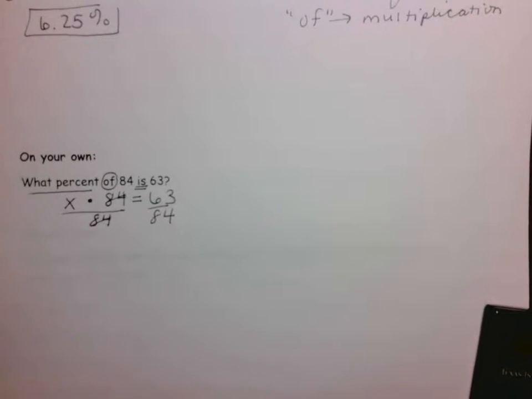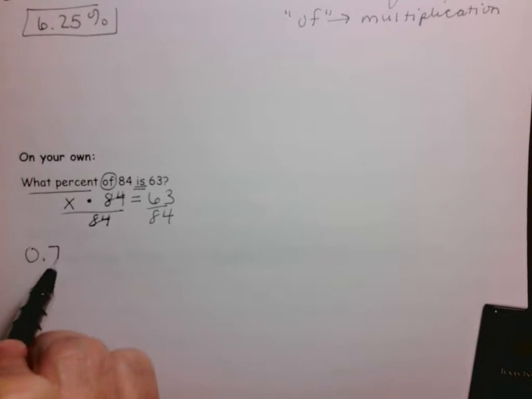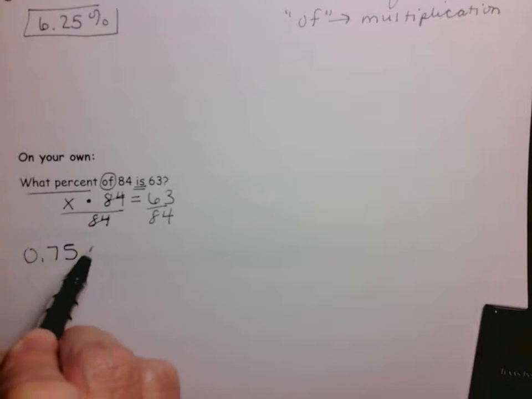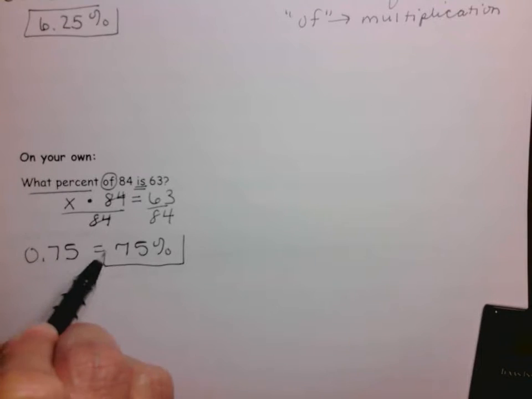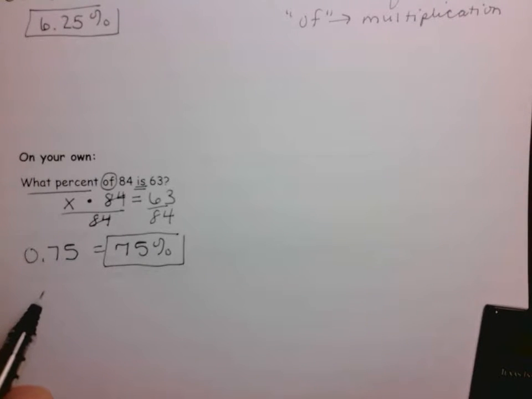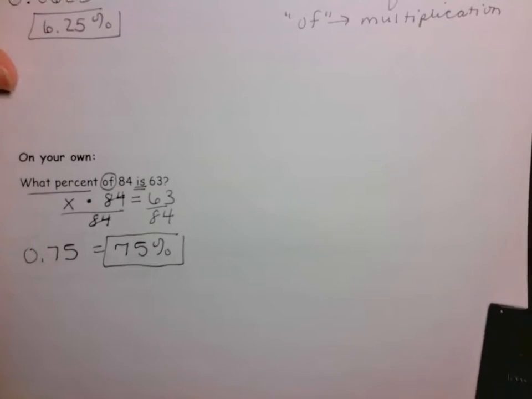And I get 0.75. So then I have to multiply it by 100 in order to put it in percent form, because when I do it this way, it always gives me my percent expressed as a decimal. Okay, so let's look at the next example, and at this point, you can solve this any way you want, either way.